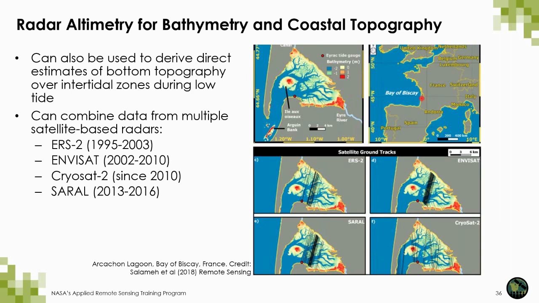Now, radar altimetry can also be used for direct measurements of bottom topography over intertidal zones, particularly during low tide episodes. Here's an example from Salameh et al. from a couple of years ago, 2018, where they incorporated data from different altimeters, ERS-2, Envisat, CryoSat, SARAL, to study bathymetric changes in the Arcachon Bay in West France. Here, the authors also incorporated airborne topographic LIDAR data and water level records measured in situ by the French Hydrographic Service as ancillary data. The latter is used to fill the LIDAR topography data with water, allowing the discrimination between emerged and submerged areas during the analysis.